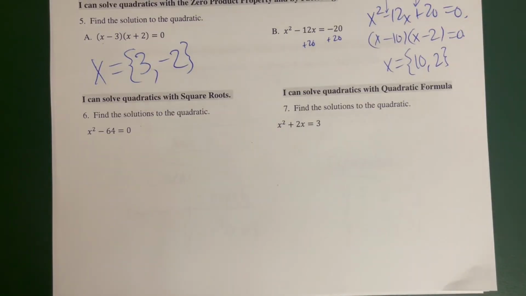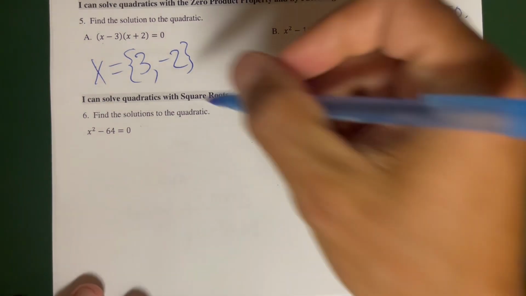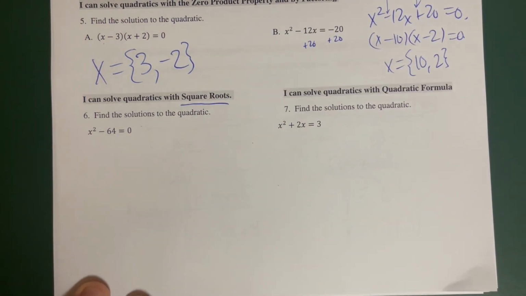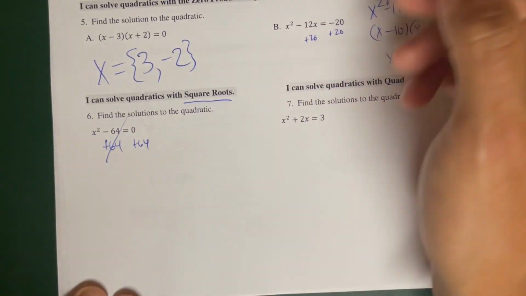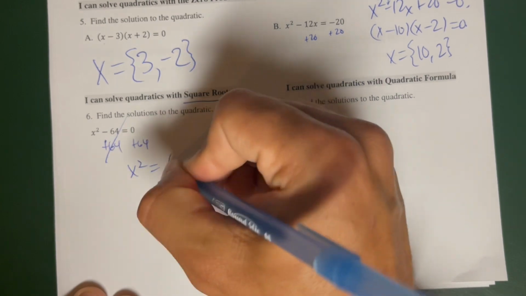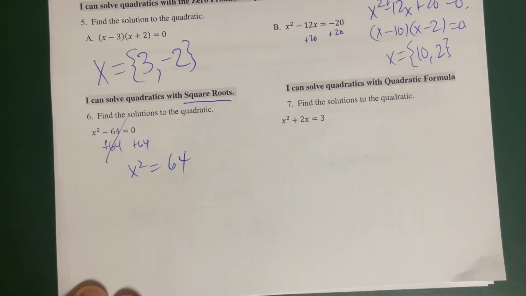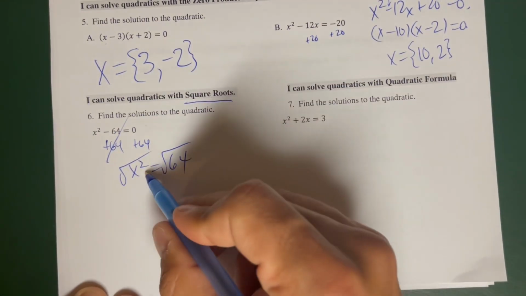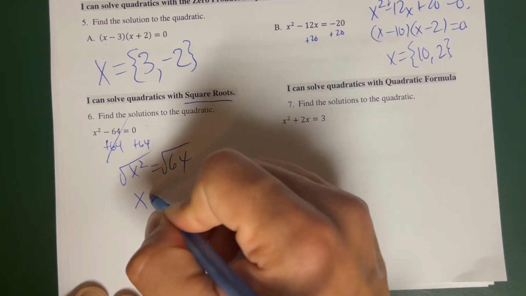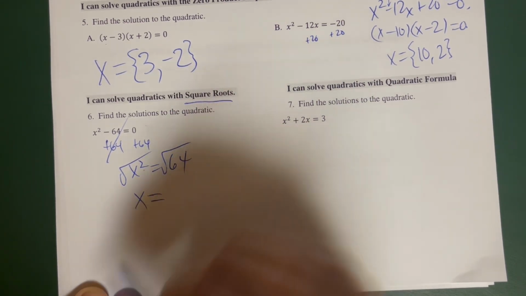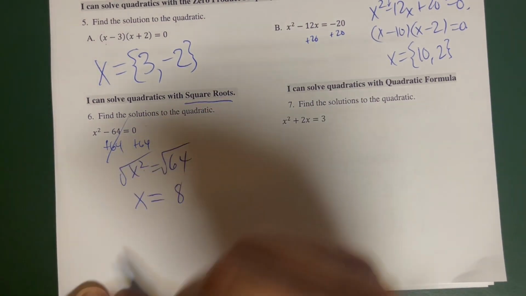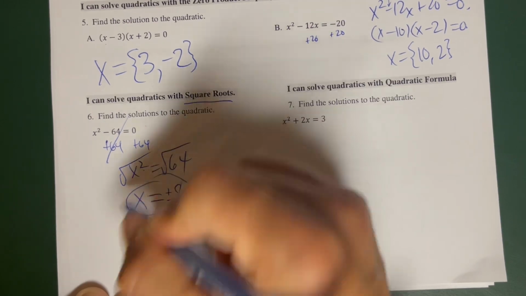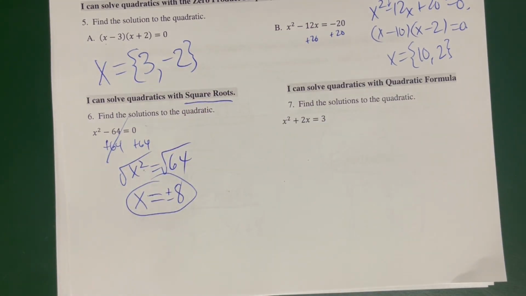Okay? Next question with square roots. Find the solutions with square roots. I'm just going to do normal equation solving methods. The first thing I'm going to do is add 64 to both sides, and so that gives me x squared equals 64. I'm then going to take the square root. To eliminate a squared, you take the square root of both sides. And remember, the square root of 64 is 8. And when you take the square root, you have to include a plus or a minus because there's two solutions. So plus or minus 8.